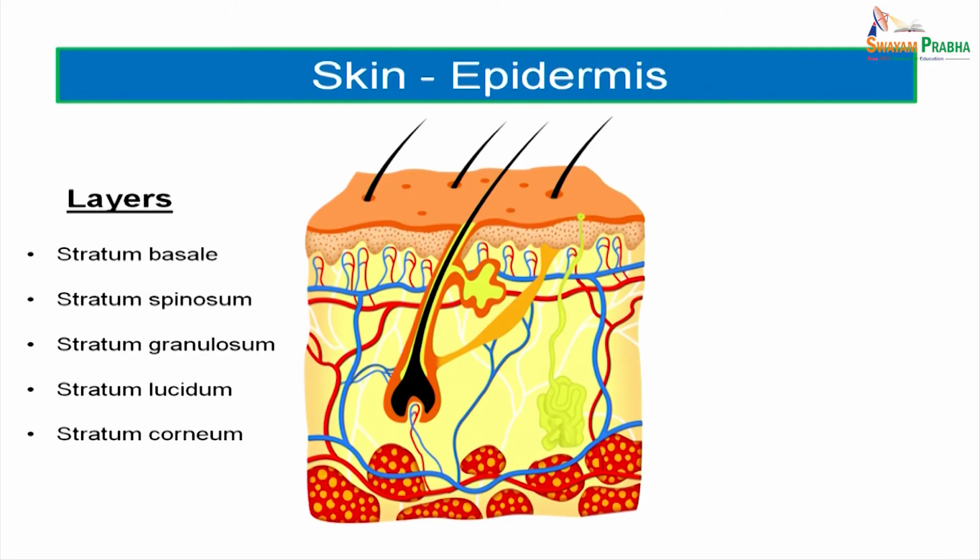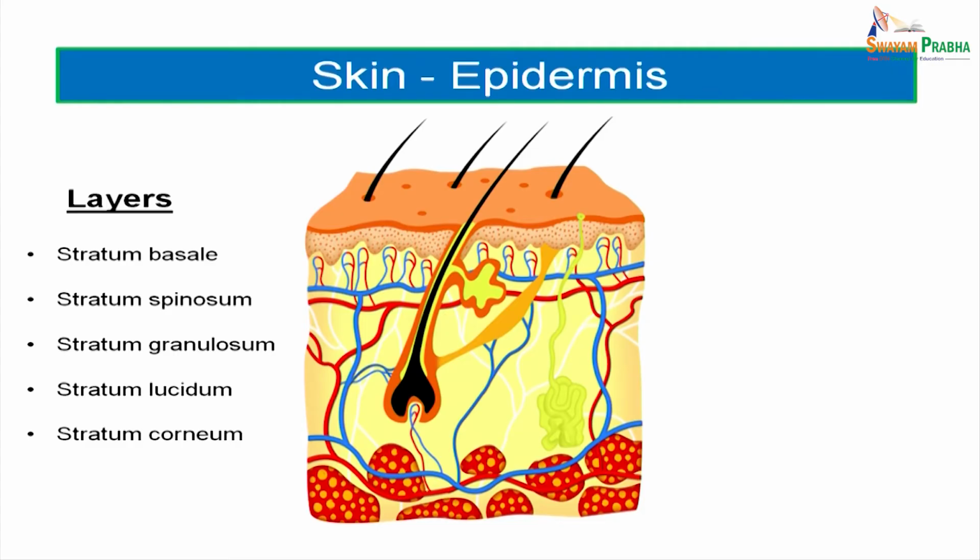As we come from the stratum basale to the stratum spinosum, the cell size, the height, reduces. It is initially columnar, then it becomes polyhedral, then it goes on flattening. As we reach the stratum granulosum, it is a little more flatter compared to the spinosum layer.